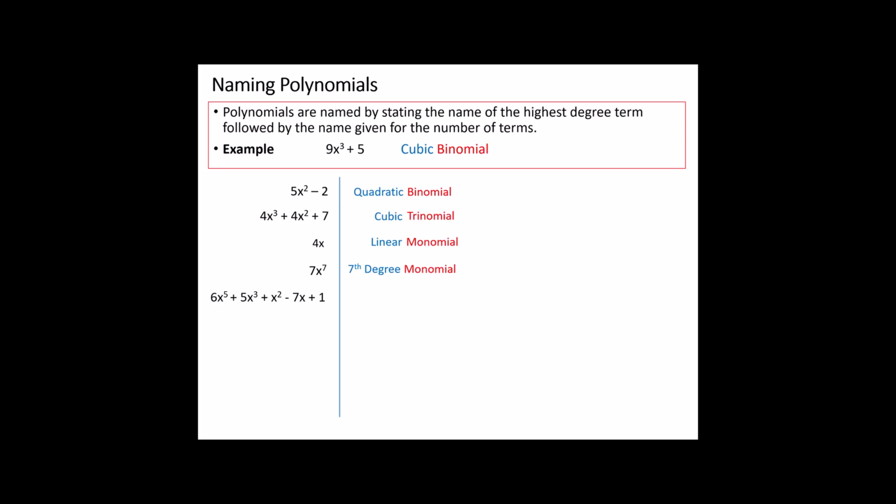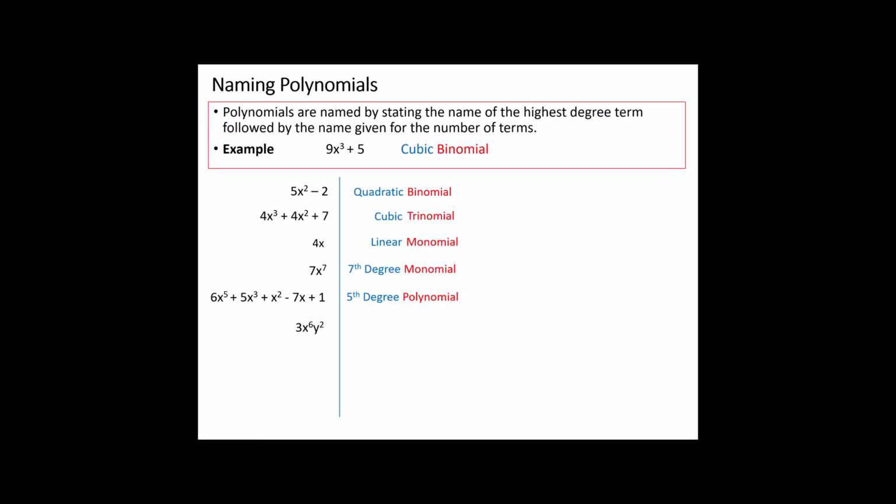How about that? This is a 5th degree polynomial, because x to the 5th is highest. Remember, anything bigger or longer than a trinomial, we don't bother naming it. This has 1, 2, 3, 4, 5 monomials. 5 monomials. We just call it a polynomial.